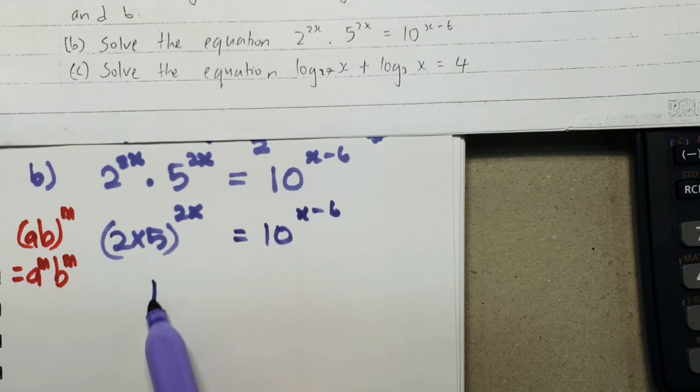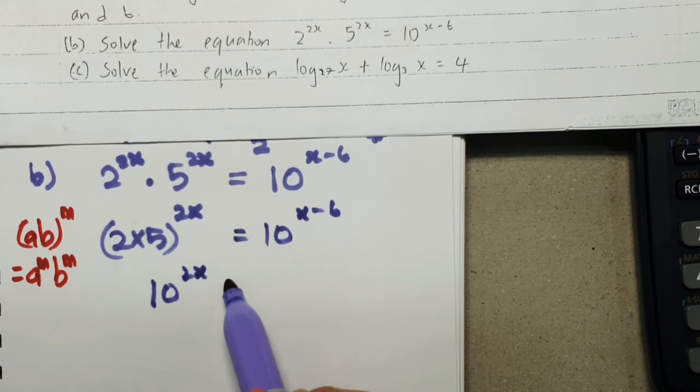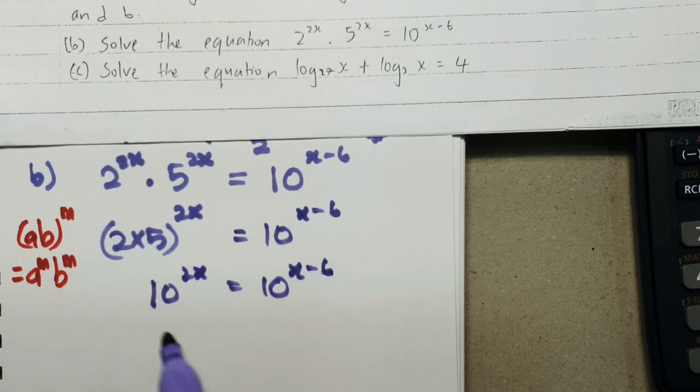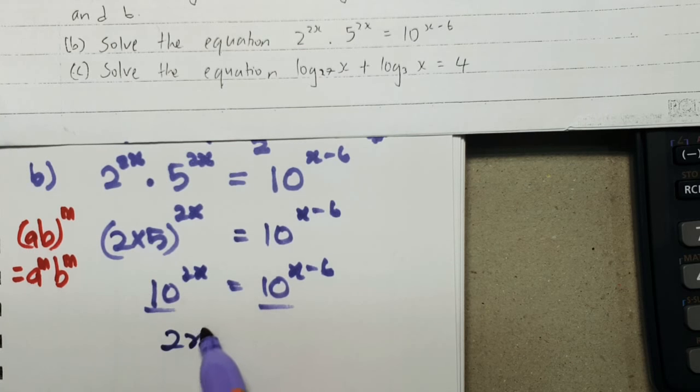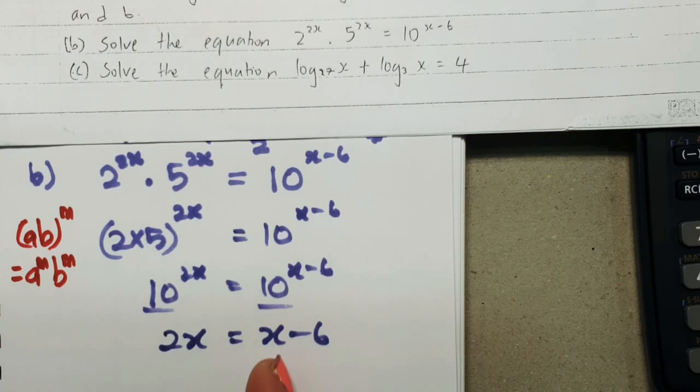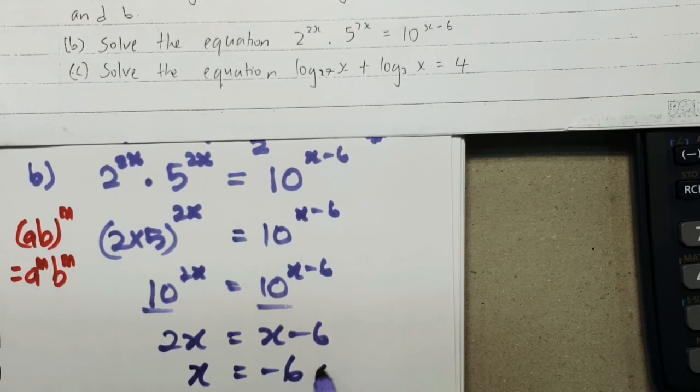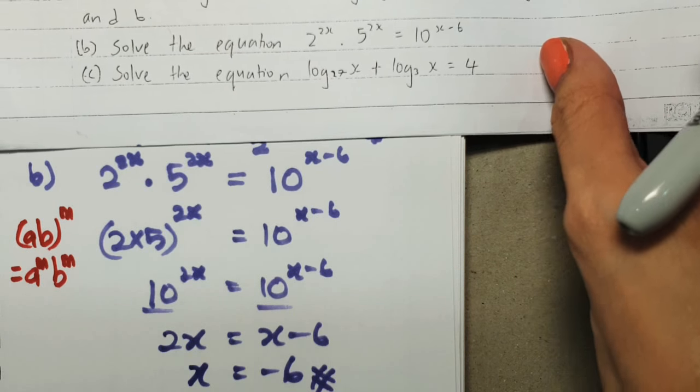So this one we will have 10 to the power of 2x equals 10 to the power of x minus 6. Same base, single term. So immediately we know that the index should be equal. So 2x equals x minus 6. Bring the x to the other side, we have 1x, so x equals negative 6. So we just found the answer for part B.